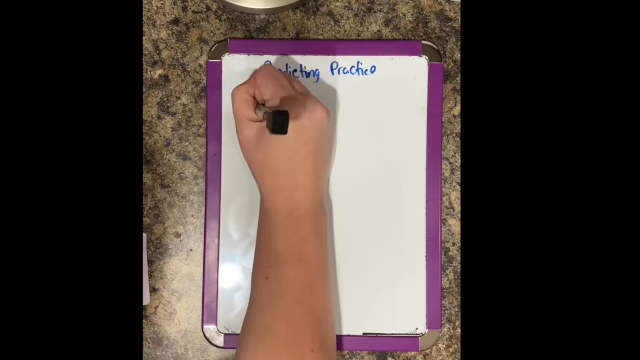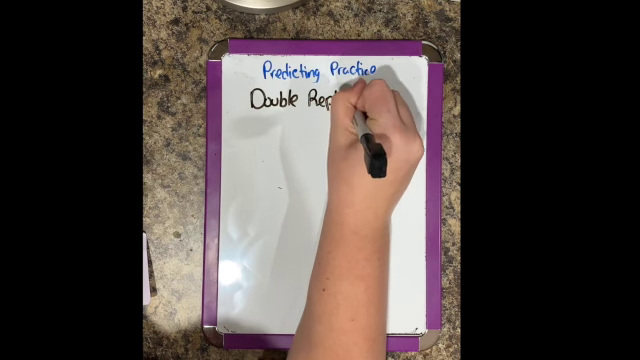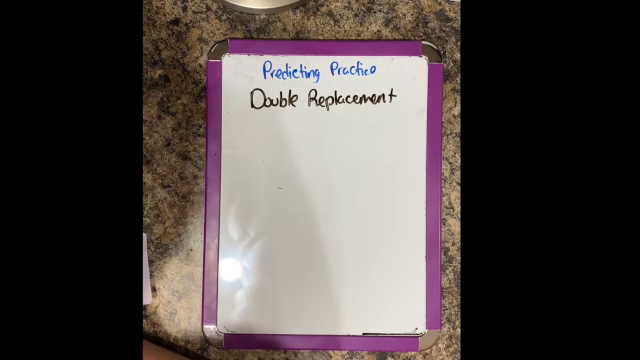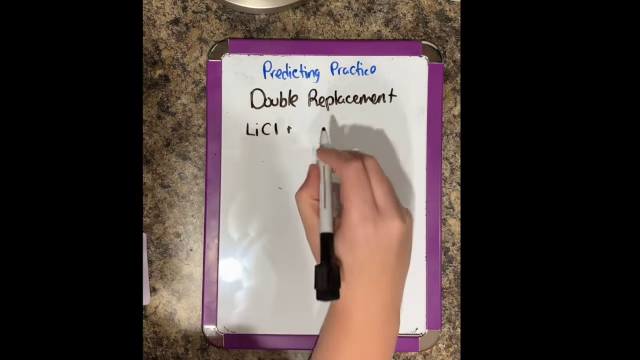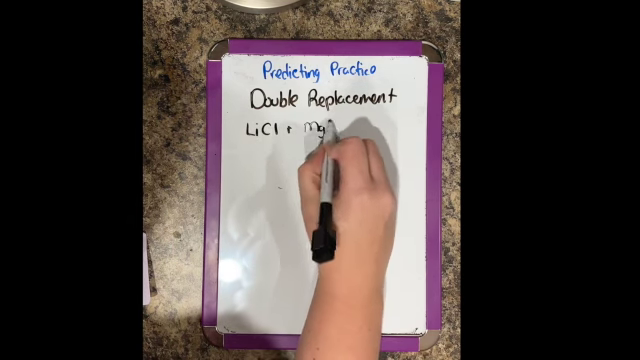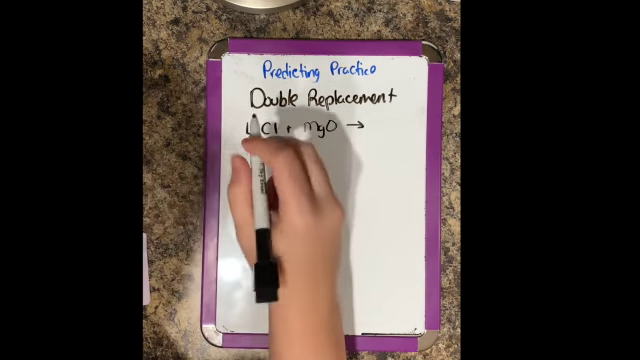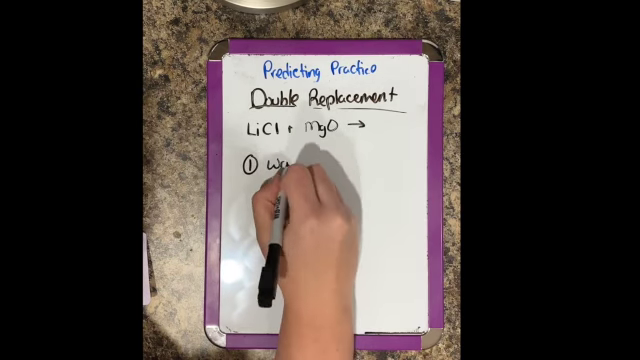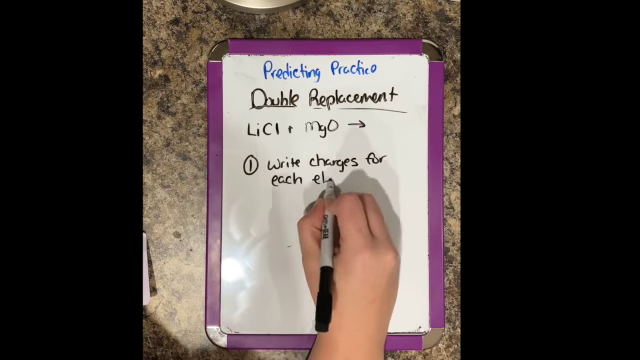Okay, next is double replacement. So double replacement, to identify this, you will have a compound plus a compound. So since it's a compound plus a compound, you're going to follow the next steps. Step 1, write charges for each element.